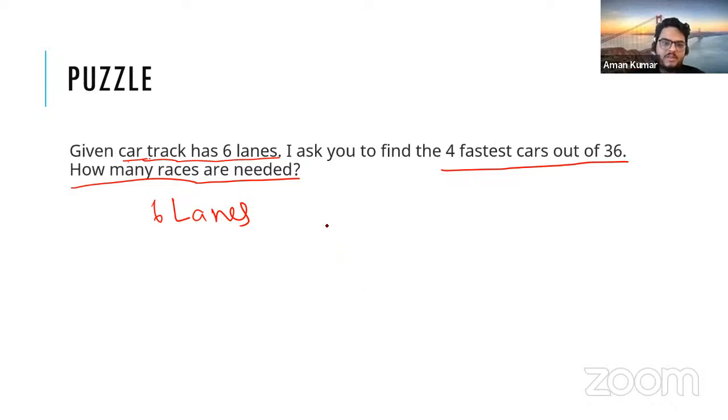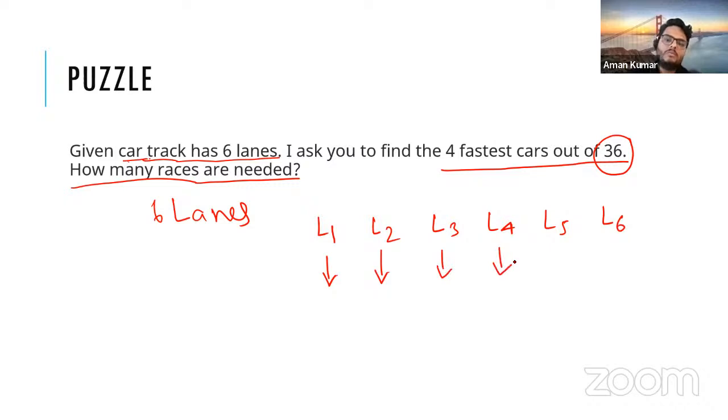So just to explain the question here, this is lane 1, lane 2, lane 3, lane 4, lane 5, lane 6. You have 36 cars, okay? And you can run 6 races. First race, second race, third race, fourth race, fifth race, sixth race. So how many minimum number of races are required to know the 4 fastest cars?